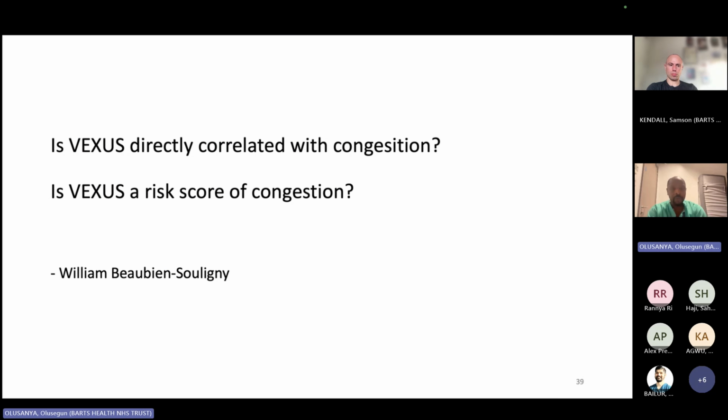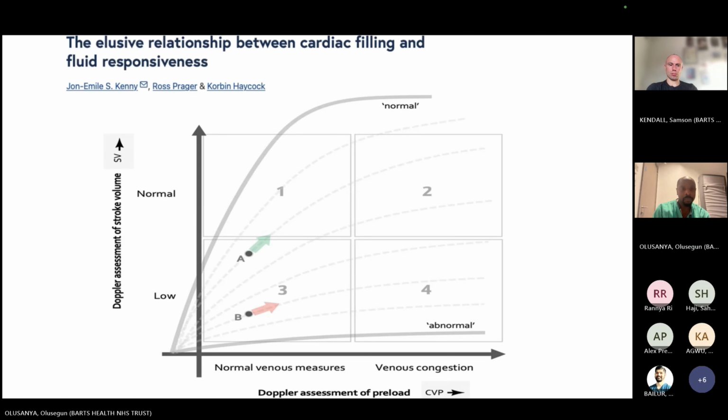And this is also very interesting. William Solini did a presentation a couple of years ago about what he was thinking about VExUS. And this is one of the things that we still don't know, and he doesn't know, and the group are trying to work out. We don't know whether what we're actually seeing is a direct measure of venous congestion, or whether VExUS is a risk score of congestion as a result of raised right atrial pressure. And we don't know. But hopefully over time, with more data, we'll be able to work that out.